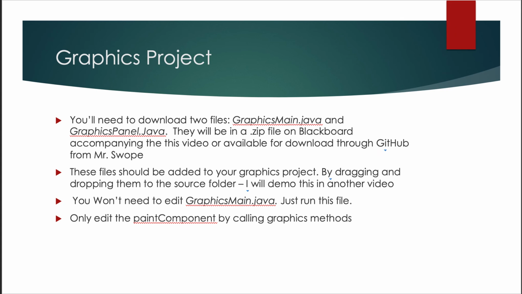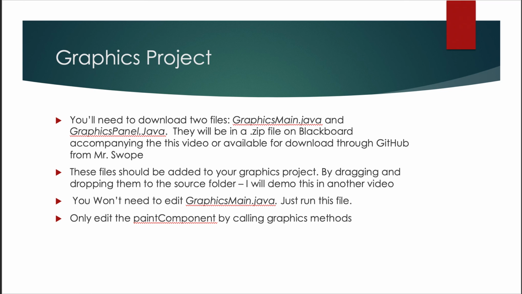So for the project itself, you're going to need to download some files. We're going to put these either in a zip file on Blackboard, or possibly Mr. Swope likes to use GitHub, so you might be downloading it from GitHub if you're one of Mr. Swope's students. These files should be added to your graphics project, so you're going to want to set up an Eclipse folder first and drag them to the source folder. I'm going to demo this in another video. You're not going to actually need to edit the GraphicsMain.